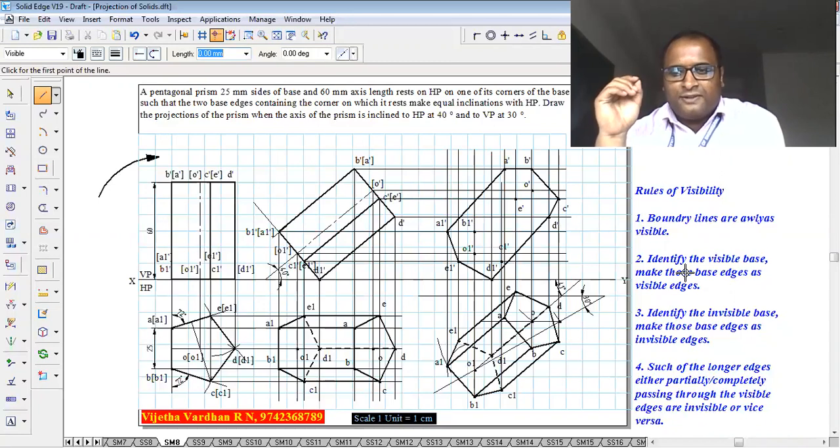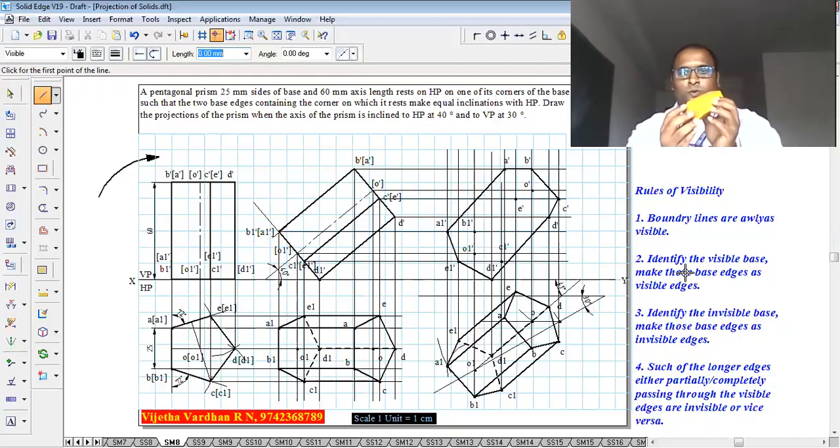After which, identify the visible base and make those base edges visible. According to this notation, one can see that the top base is nearer to the observer. Sorry, the bottom base, not the top base, because of the first angle and the second angle. You can see the bottom base is nearer to the observer, or in the blind method, the base which is away from the XY line is nearer to the observer. The base nearer to the XY line is away from the observer.